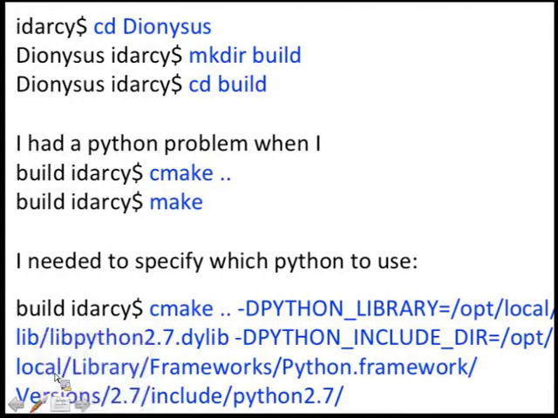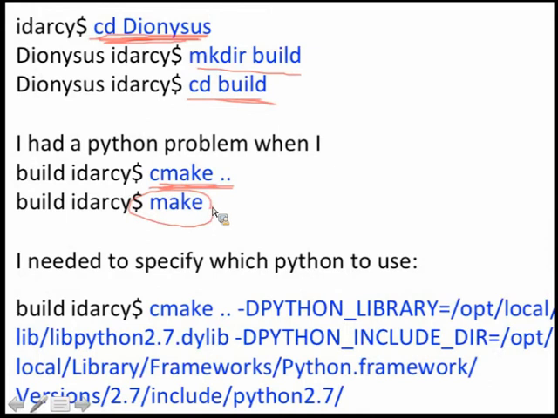So now we're ready to start compiling Dionysus. Following again the instructions on the Dionysus website, we cd into the directory, we make that directory build, we cd into build, we do CMake, which will create the make files, and then we do make to compile those make files, to compile Dionysus. However, this is where I ran into problems.